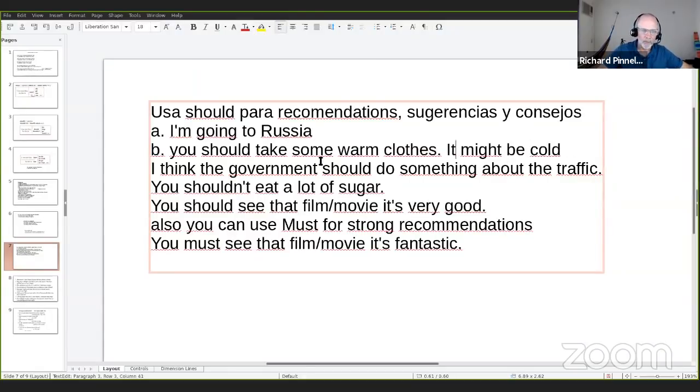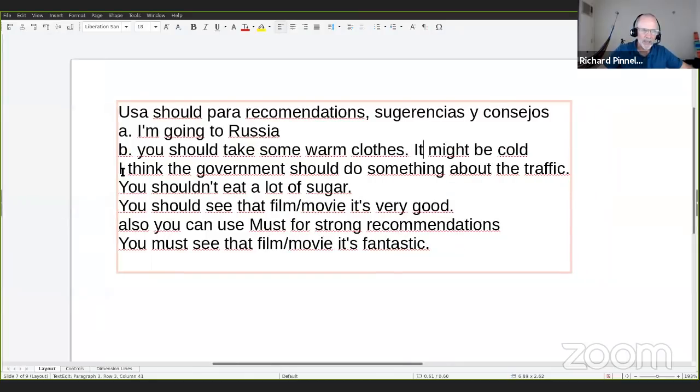Puede ser frío. I think the government should do something about the traffic. Aquí frecuentemente usamos should con el frase I think, creo, or I don't think. Creo que el gobierno debería hacer algo acerca del tráfico. You shouldn't eat a lot of sugar. No deberías comer mucho azúcar.